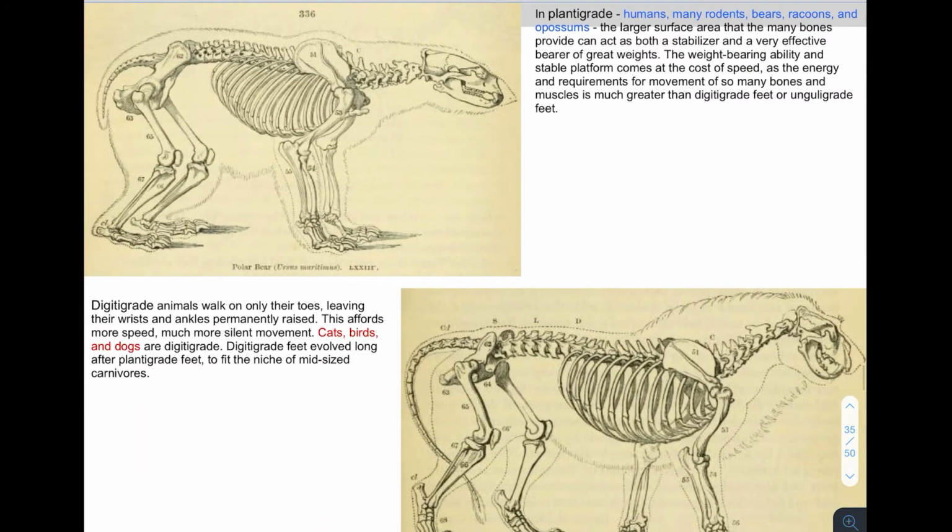So let's look at some plantigrades first. Your plantigrade examples are your humans, your rodents. So squirrels, for example, are plantigrade. Bears are plantigrade. This is a picture of a bear with that plantigrade posture. Raccoons, opossums. And what we see here is that a larger surface area is what's going to make contact with the substrate, creating more stability and being able to carry greater weights for that animal.